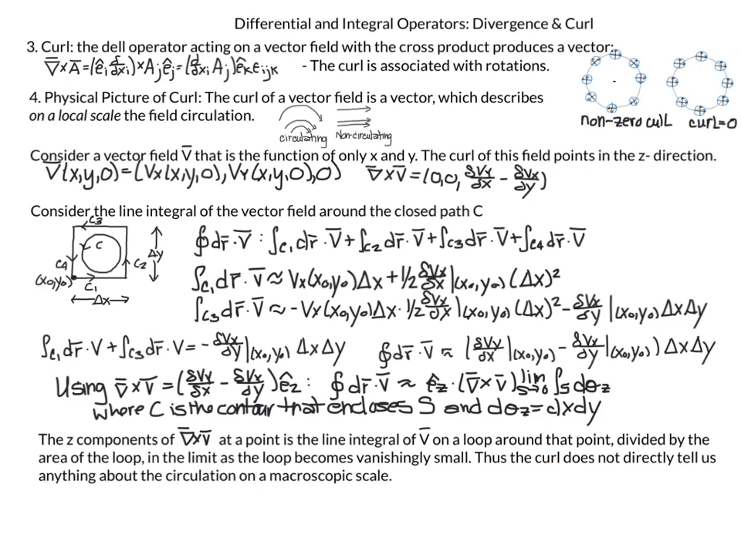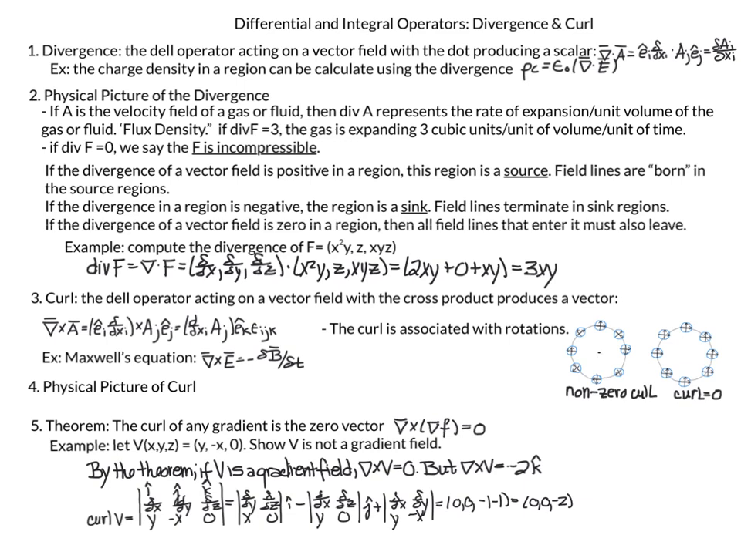Thus, the curl does not directly tell us anything about the circulation on a macroscopic scale. In other words, the curl doesn't tell us anything about the bigger travels in curves or circles. It's talking about things at a much smaller level, the rotations. And that was our last topic. So that's it for this video. Thank you for watching.